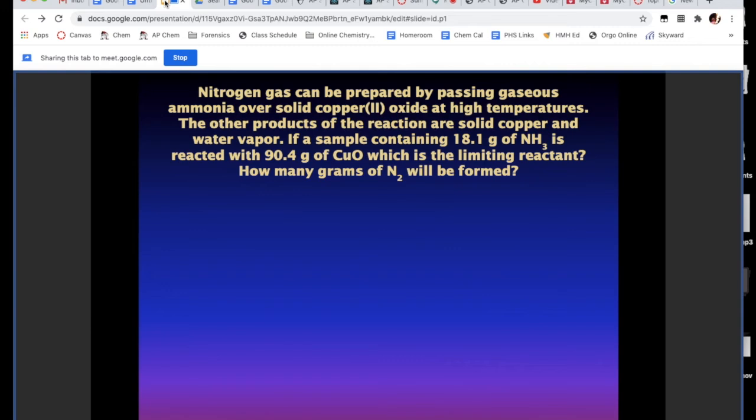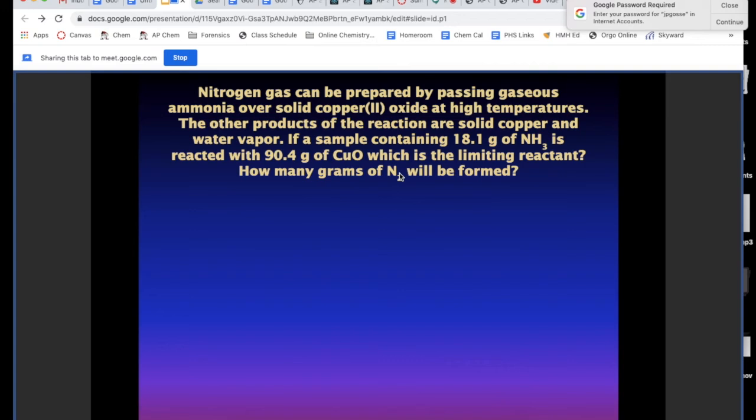So it says nitrogen gas can be prepared by passing gaseous ammonia over solid copper 2 oxide at high temperatures. The other products of the reaction are solid copper and water vapor. If a sample containing 18.1 grams of NH3 is reacted with 90.4 grams of CuO, which is the limiting reactant, how many grams of N2 will be formed? So I will get you started on this.